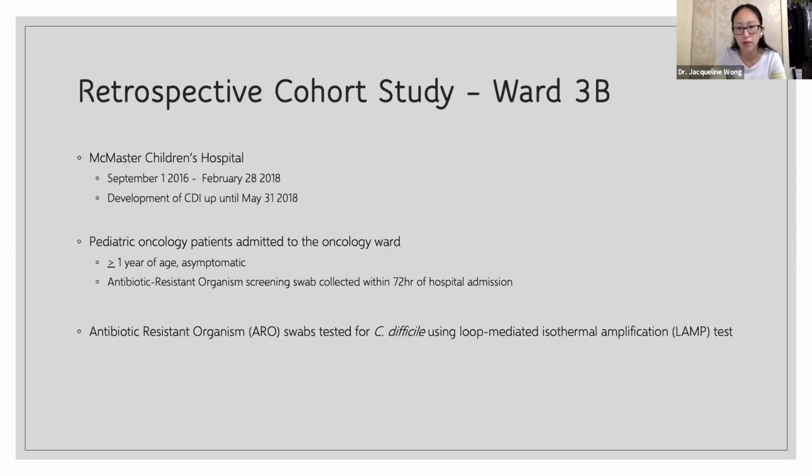And we tested these swabs for the presence of C. difficile, specifically toxigenic C. difficile, using a loop-mediated isothermal amplification test. This is a PCR test that we use on the clinical side when someone has symptomatic disease and we're looking for C. difficile.